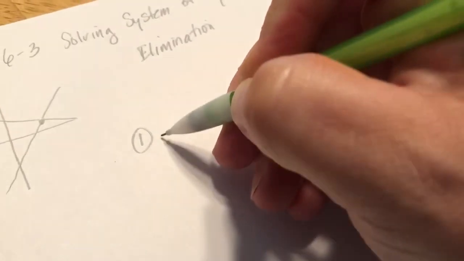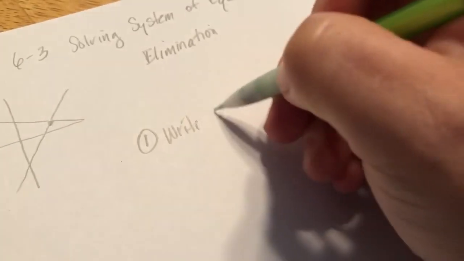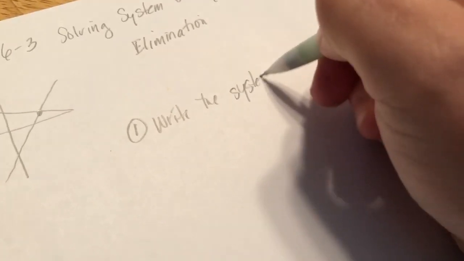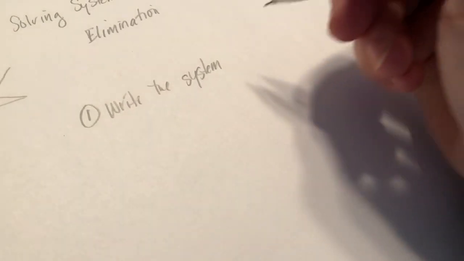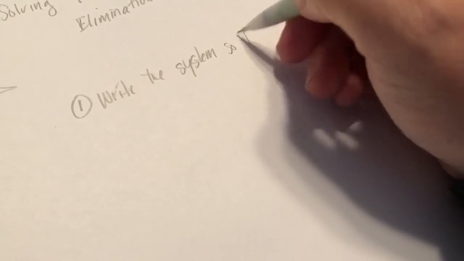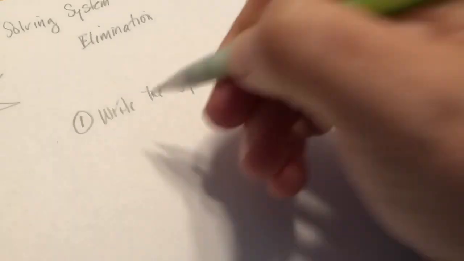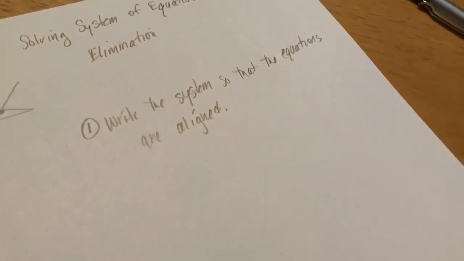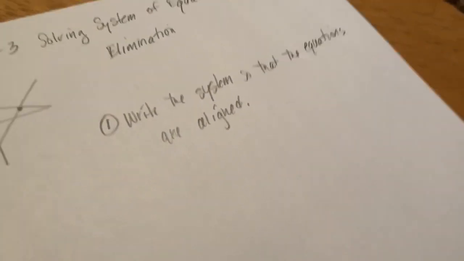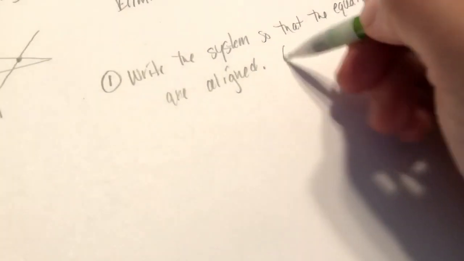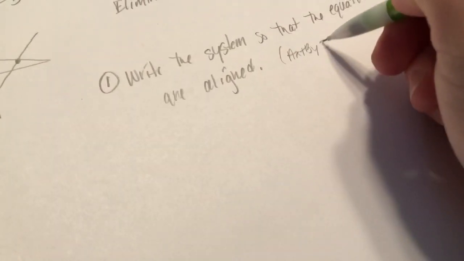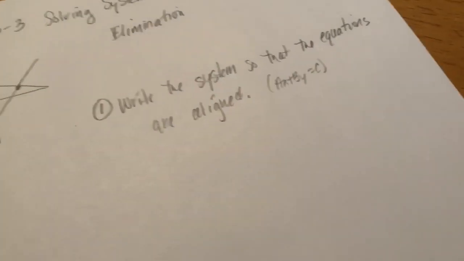So we have steps. The first thing we need to do is write the system, and what it means by system is we're always going to have two equations. So write the system so that the equations are aligned. And what that means is our x is under our x, our y is under our y, numbers under our number. Most of you like for them to be in standard form, and that's pretty much what we'll work with. It doesn't always have to be, but most of the time that's the easiest.